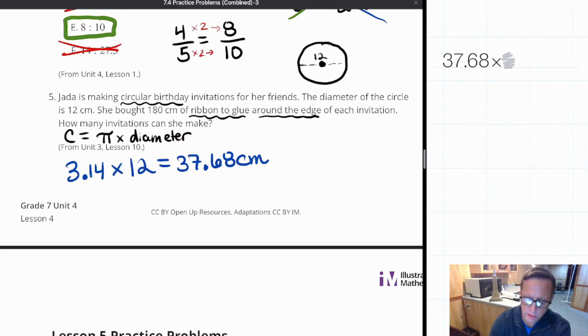So 4 is the magic number, and we can't round this, right? Let me go back to the 5 for a second. 5 doesn't work. I can't just round that down. We only have 180 centimeters of ribbon to work with, so it's got to be 4. It's got to be 4.